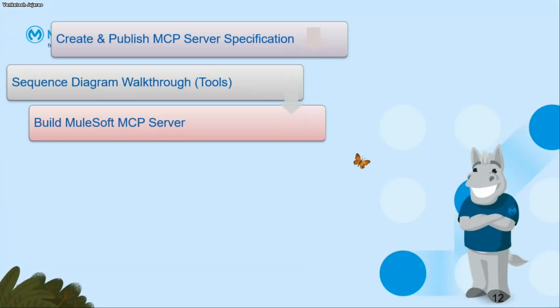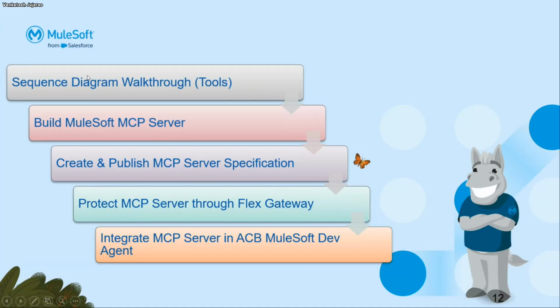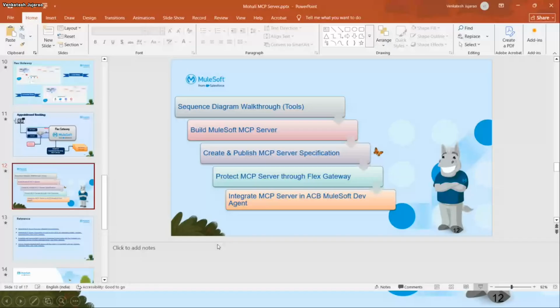Then the actual demo part. I'll quickly show you the sequence diagram I have drawn for this particular appointment booking use case. We'll quickly go through the code, then talk about the specification and upload it. Then I'll quickly create a Flex Gateway instance, and then we'll integrate it in the ACB.